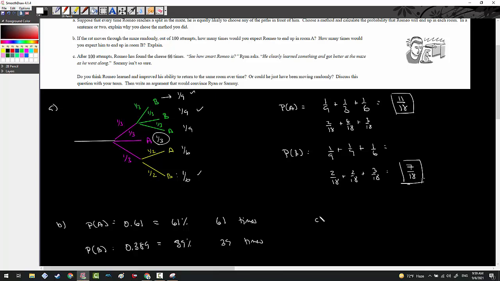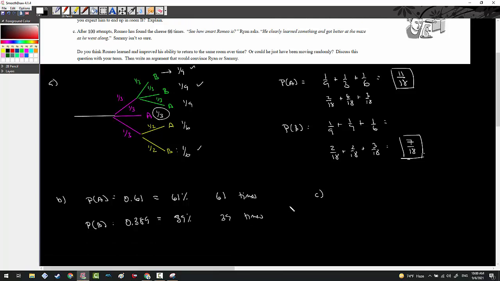Now it says, after 100 attempts, Romeo has found the cheese 66 times. And he says, see how smart Romeo is? And clearly he learned something and got better at the maze. Sammy wasn't so sure. And then we have to figure out, do you think Romeo learned and improved on his ability? Or could he have been moving it randomly? This is a pretty subjective question. Honestly, they could have been putting the cheese in the same spot every time, and then the rat learned how to get the cheese from that room. It's kind of a weird question to ask. That gets more into something else.